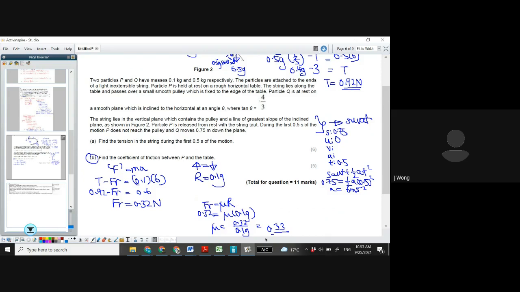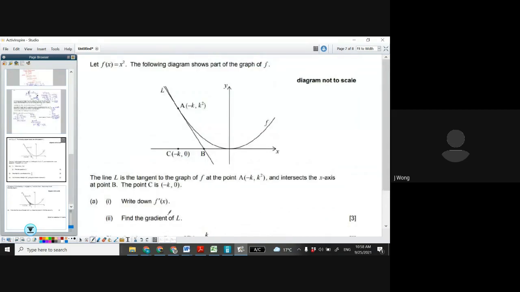So that is question 4. Finally, the bonus question. It's a question from another source, but it's always nice to do some questions that are a little bit different from what we usually see. So here we've got a function f of x as x squared, just a parabola, and there is a line that's tangent to the curve at a point that they define as minus k, k squared, so another letter, and there's a point C, which will come into play later, I guess.